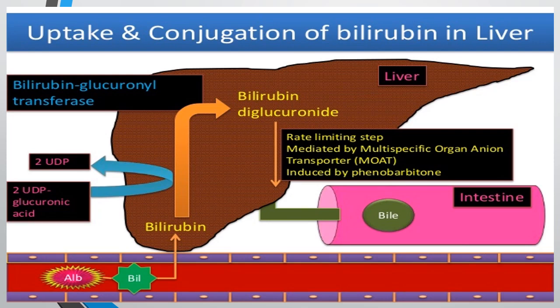Then this compound enters the intestine. This is a rate limiting step which is mediated by multispecific organic anion transporter, MOAT. The enzyme bilirubin glucuronyl transferase can be induced by a number of drugs like phenobarbital.